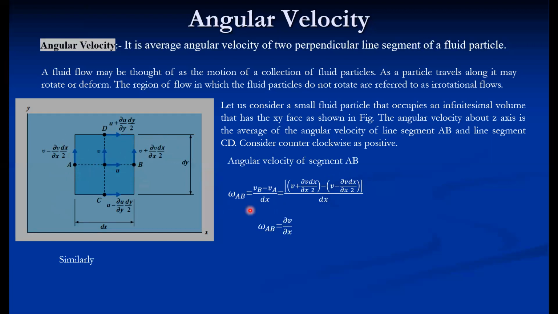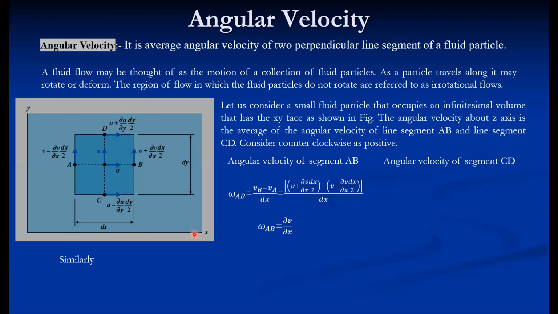If we simplify this, omega AB is equal to, only remains, ∂v/∂x. Here it is dx/2 into dx/2, which is dx, so the 2 gets cancelled and dx gets cancelled. Only remaining is ∂v/∂x. As the B velocity is greater than A velocity, this particular line segment rotates in counterclockwise or anti-clockwise direction. That's why the positive sign is used.